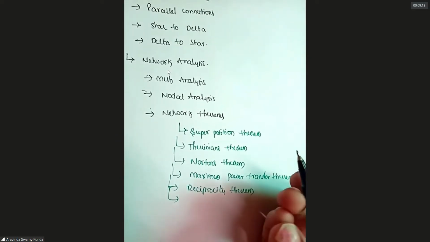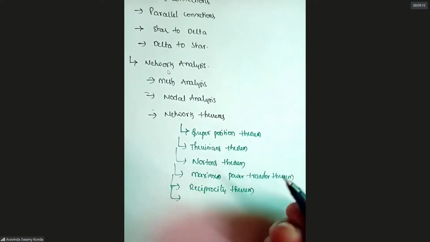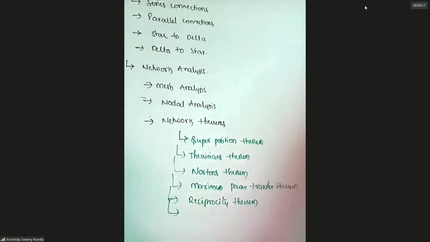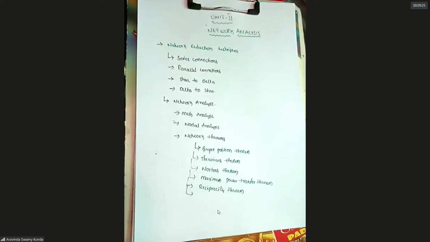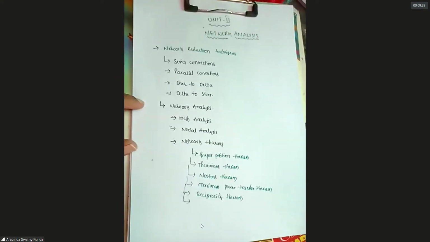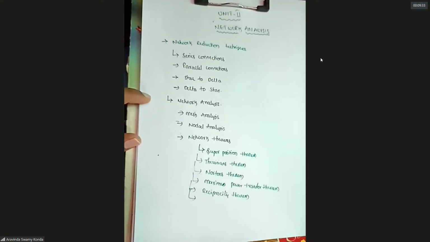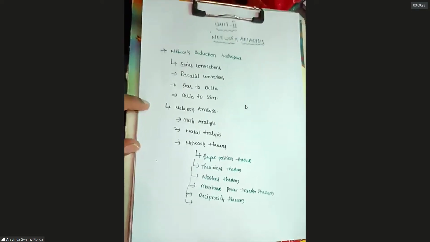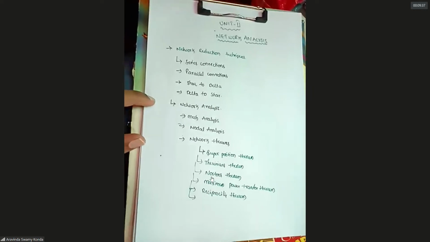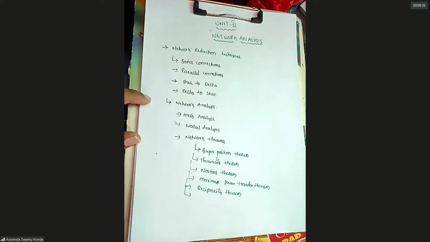So these are the different theorems you are using for the analysis part. This is the main content in unit number 2. But not all of these contents are available in your unit 2. Only some of the contents are available in unit 2, depending on your stream. Okay, so, network reduction techniques.